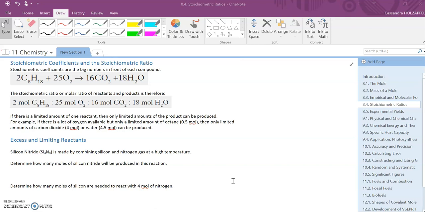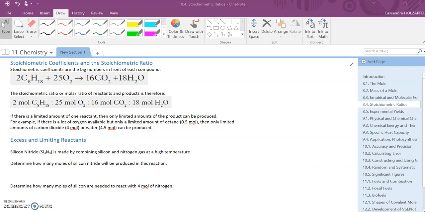Okay, so a stoichiometric coefficient is simply the big numbers out the front of each of the chemical species. The stoichiometric ratio, or the molar ratio, is just the ratio of each of those compounds. So we've got 2 moles of C8H18, 25 moles of oxygen gas, 16 moles of carbon dioxide gas, and 18 moles of water that's being produced.